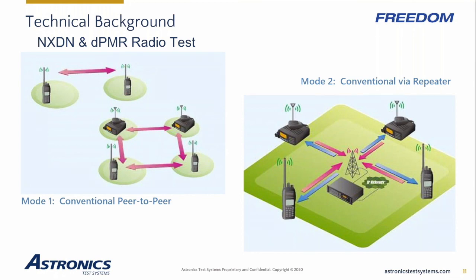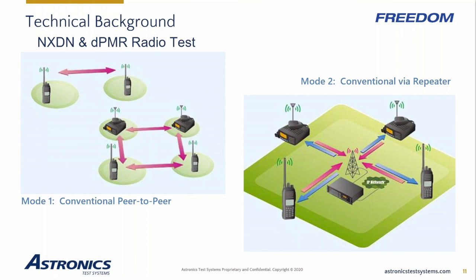On the left-hand side of the screen, you can see a diagram of Mode 1. In Mode 1, portable and mobile radios communicate directly with each other through a single transmission and reception frequency. It is known as simplex operation or talk-around, point-to-point. The signal from one user is received by others within a certain limited distance.